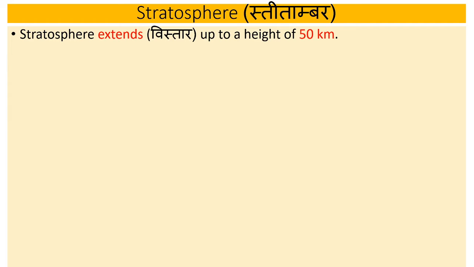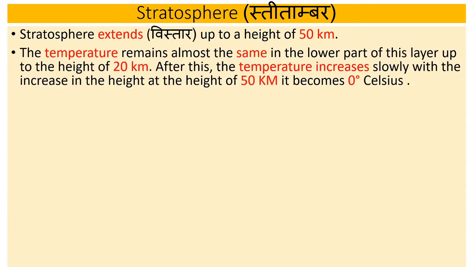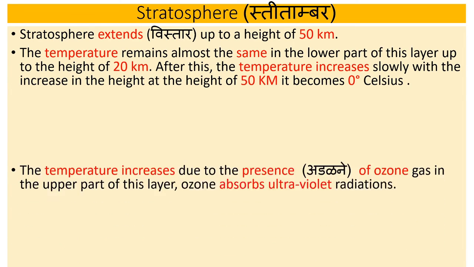Stratosphere extends up to the height of 50 kilometers. The temperature remains almost the same in the lower part of the layer up to the height of 20 kilometers. After this, the temperature increases slowly with the increasing height. At the height of 50 kilometers, it becomes nearly 0 degrees Celsius.